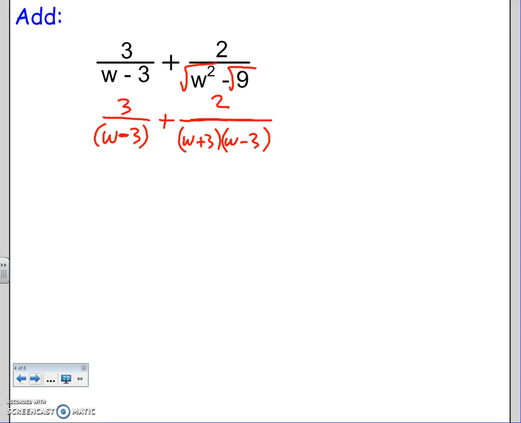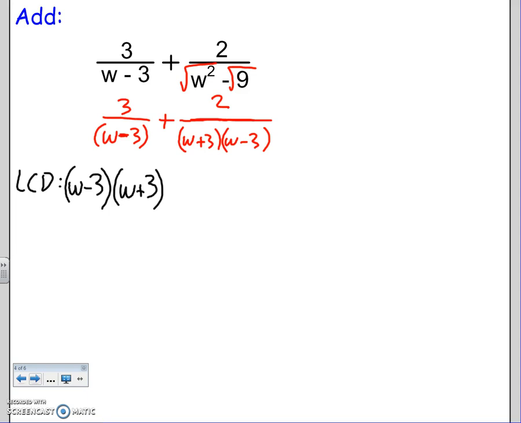Next, I'll find the LCD. LCD, look at all the factors on the denominators. Tell me the most times it appears in a single fraction. I see w minus 3. It appears twice total, but in a single fraction, it appears at most 1 time. So I write it 1 time. Next fraction, I see w plus 3. It appears at most 1 time in a single fraction, so I write it once. That is my LCD. All my denominators need to have that.